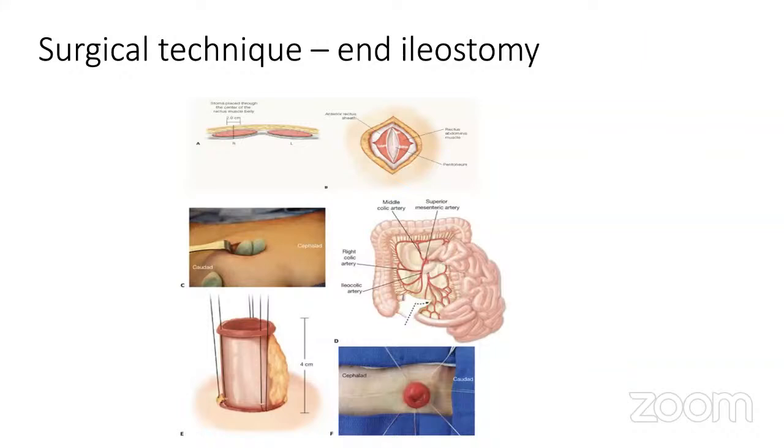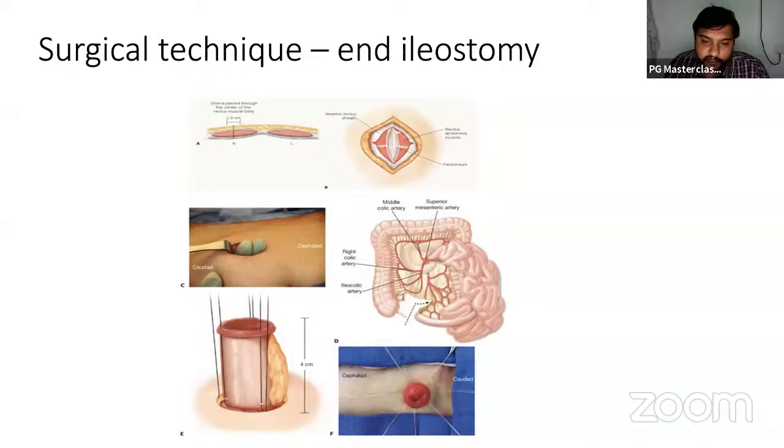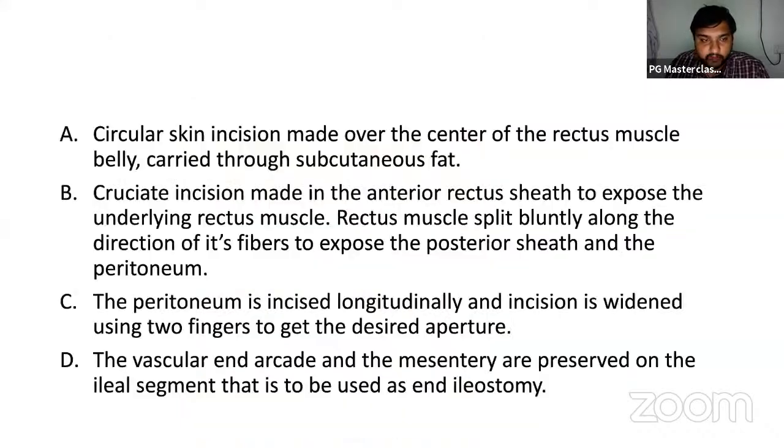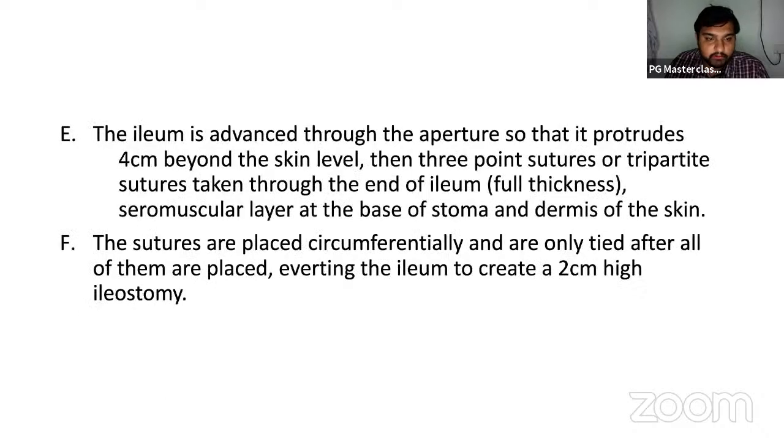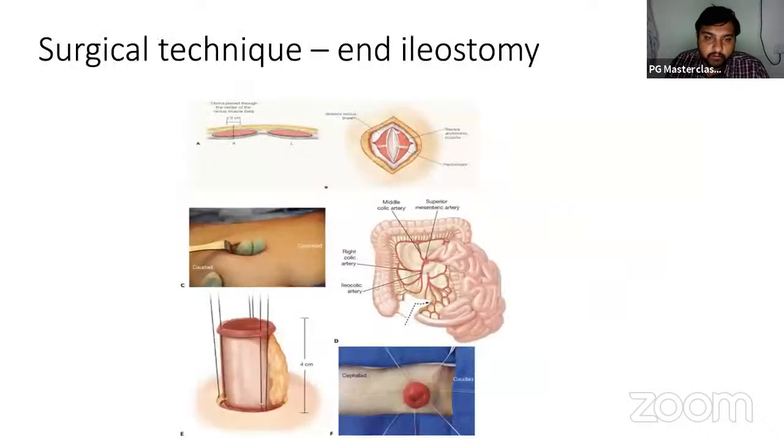After taking it, in figure F, it is shown that 3-point sutures are taken circumferentially over the stoma. And after that, finally, we tie them to create an everting ileum of approximately 2 centimeters high. This pouting is necessary to allow contents to go into the stoma bag directly and avoid peristomal skin excoriation.